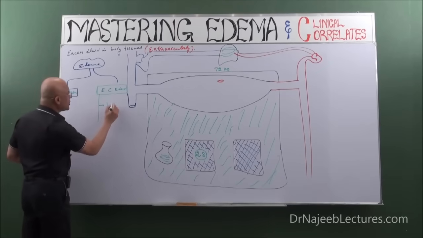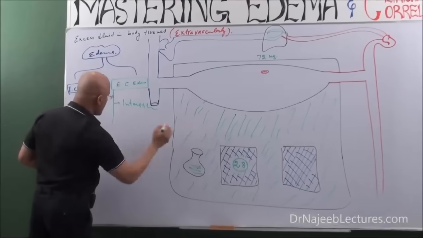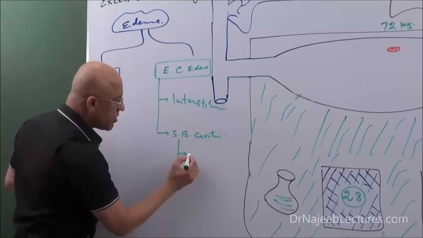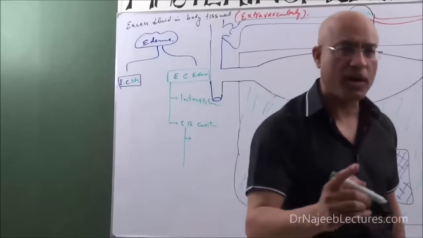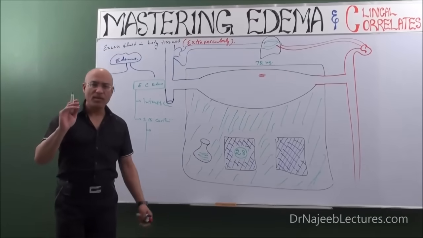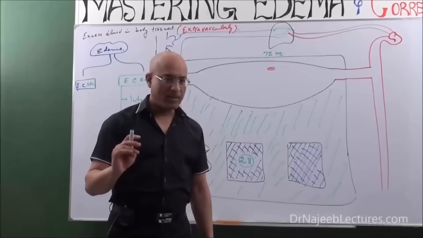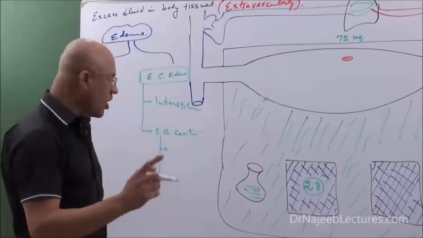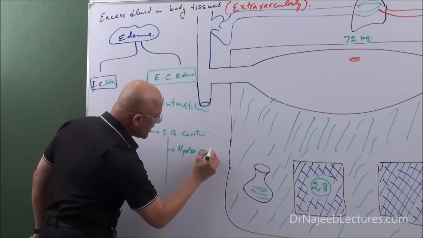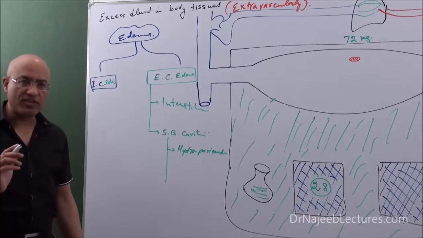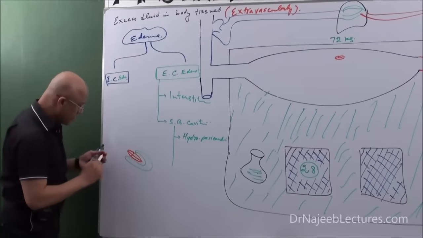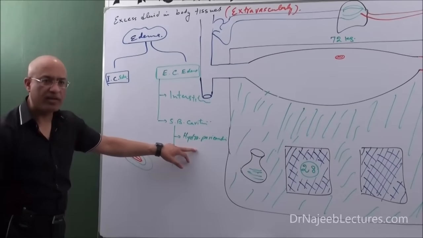Extracellular edema is either in the interstitium here, or it is in serous body cavities. Serous body cavities are, yes, pericardium. When there is excessive fluid in the pericardium, we call it? We call it pericardial effusion. Okay, we can call it pericardial effusion, very good. Or we can call it hydropericardium, very good. When there is excessive fluid in the pericardium, we call it hydropericardium, or as you said, pericardial effusion.